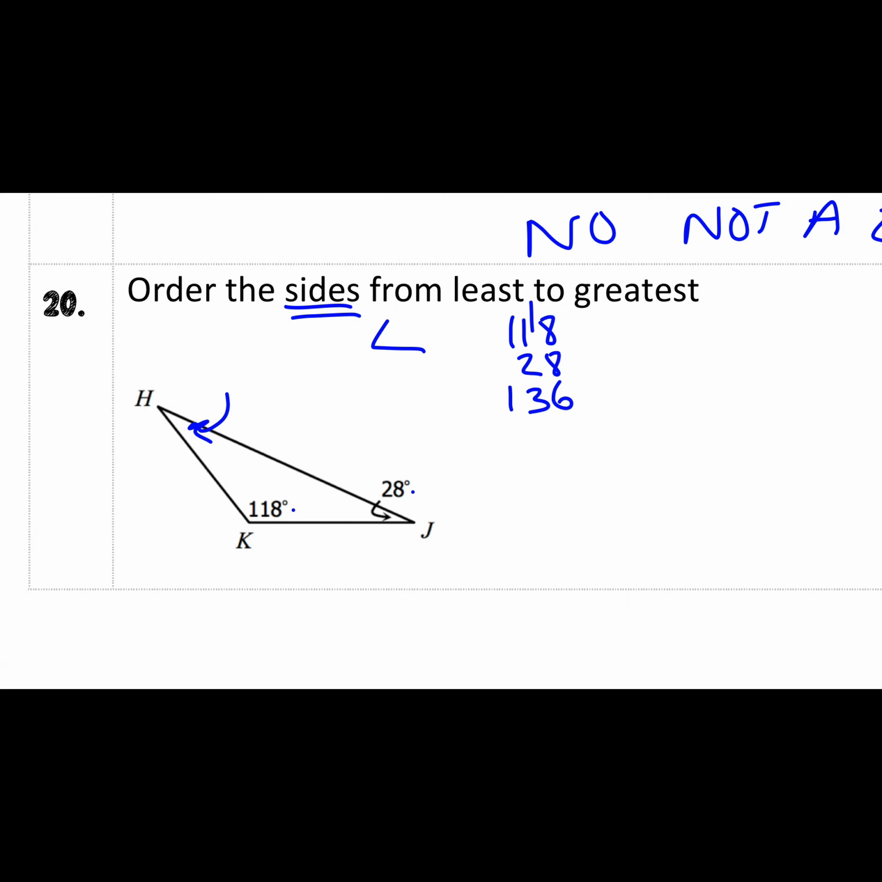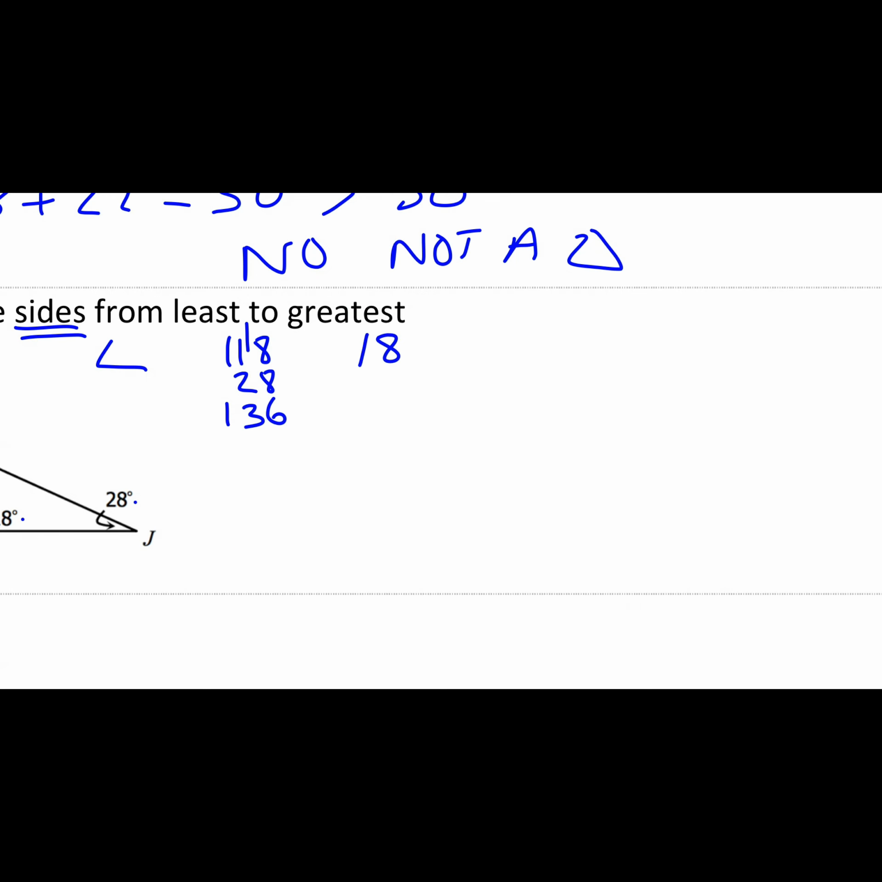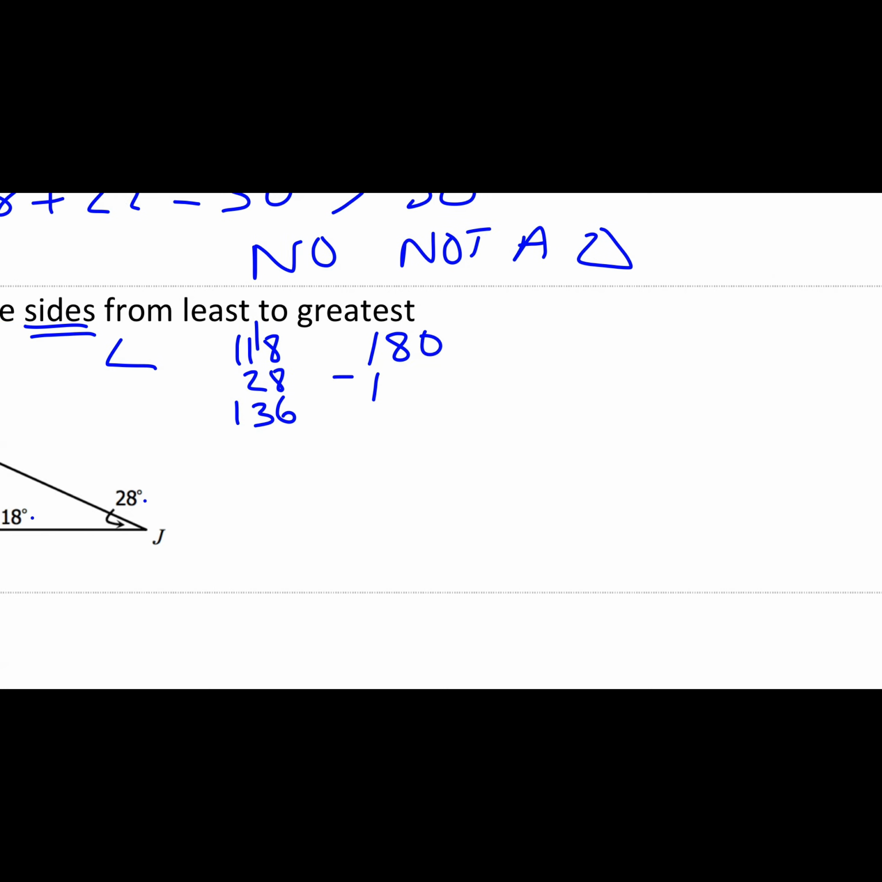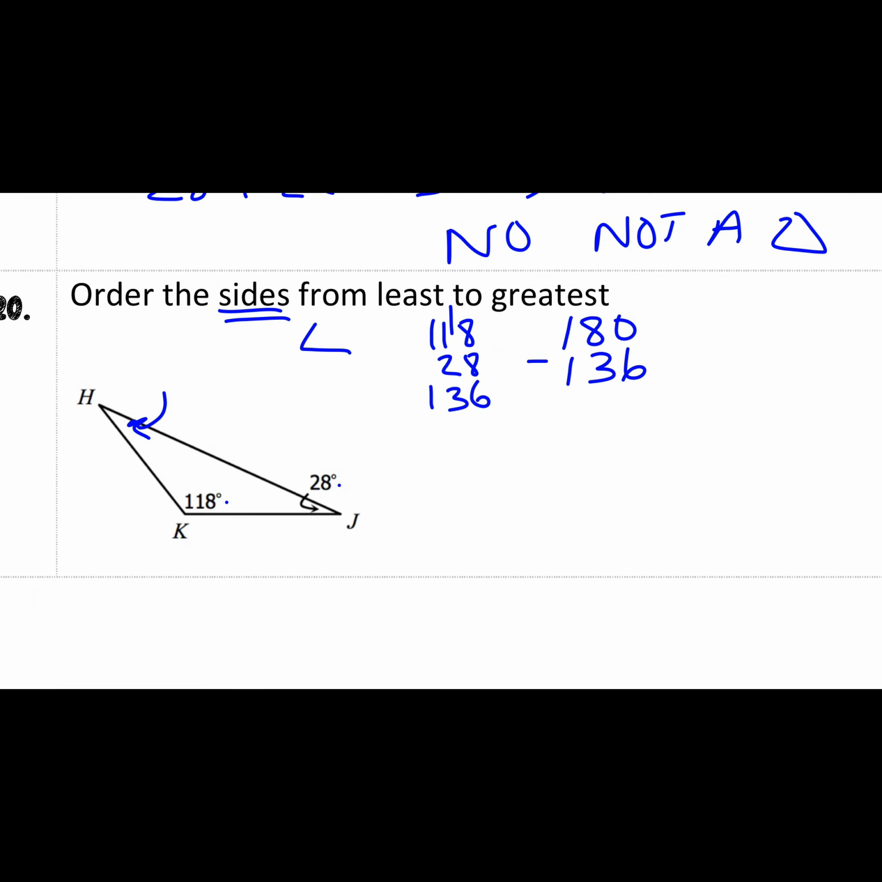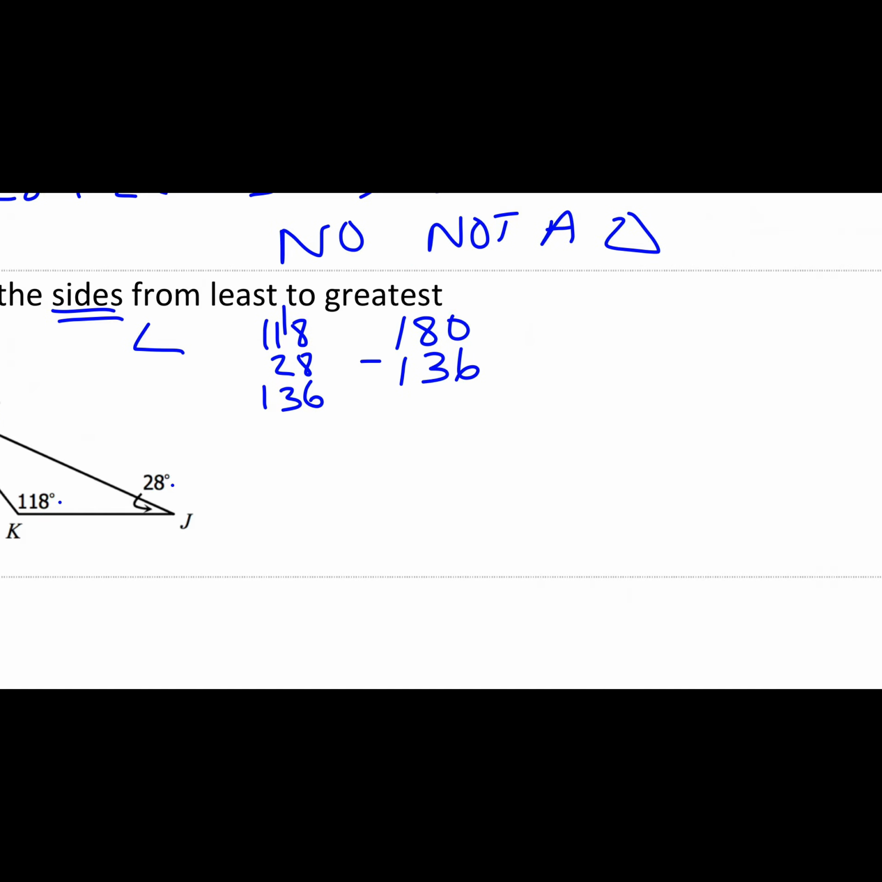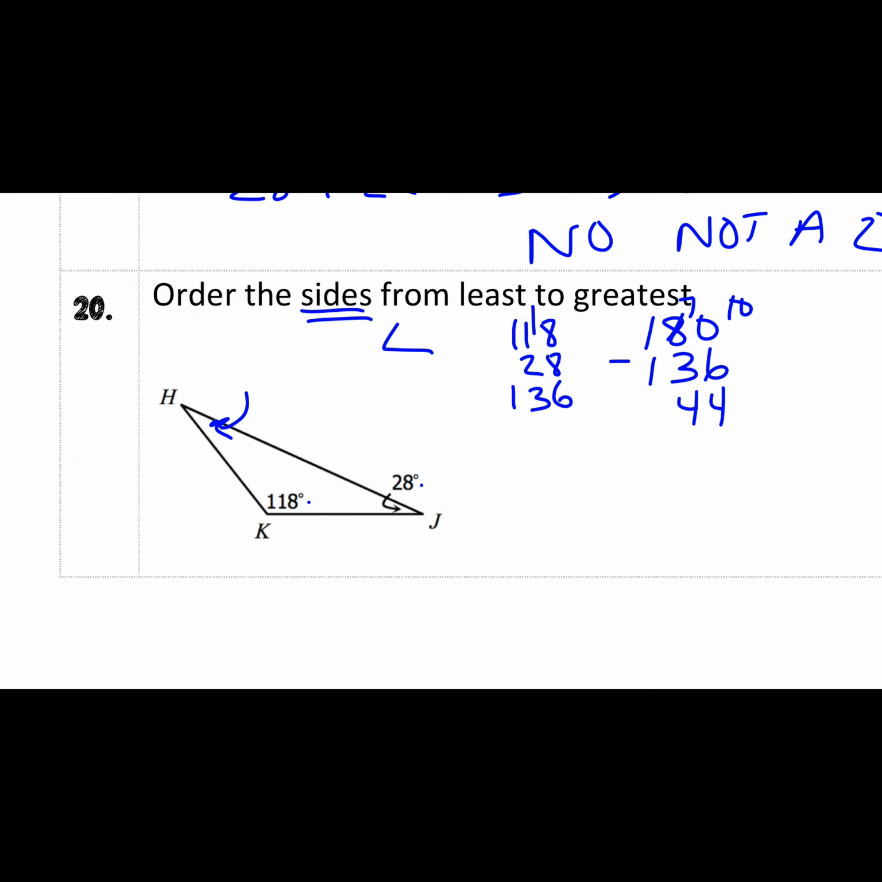No. Okay, and I want to know, okay, if I have 180 degrees in a triangle and I take away 136, then what am I left with? So I'm left with 44. So I know this angle is 44 degrees.